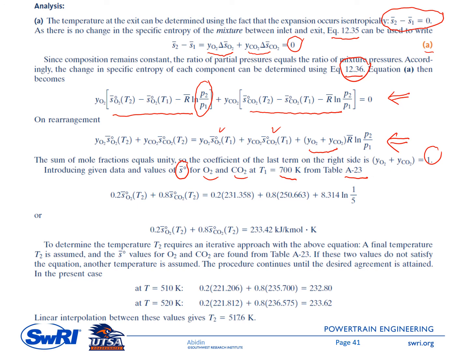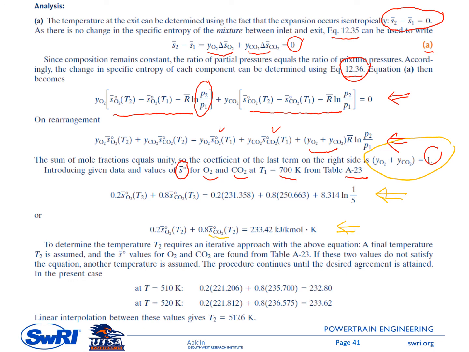Okay, and then if you plug in the number of the S degree at T1 for O2 and CO2 along with this simplification, then you will get this correlation. Okay, and then you can simplify it as this one. Okay, so you have an equation here, and then on the first term on the left side, this is SO2 at T2, and then the second one here we have SCO2 at T2.